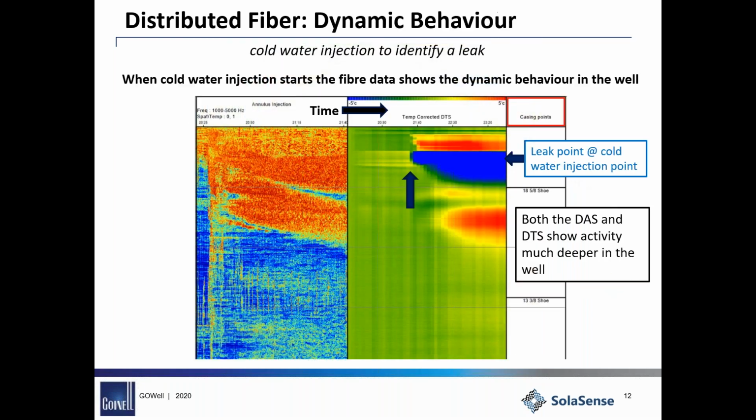Here's another one. And this is of dynamic behavior, where we've injected cold water into the well. Again, the left-hand side of each track is the baseline, and then when we start injecting cold water, we get a specific point where on the temperature track on the right, the blue starts to appear and then fall down the well, and so we can identify a leak point at that location.